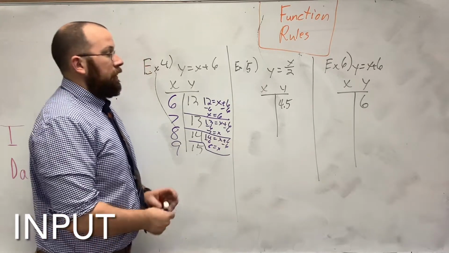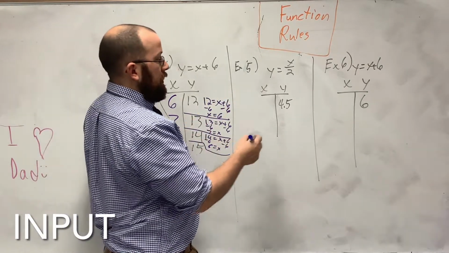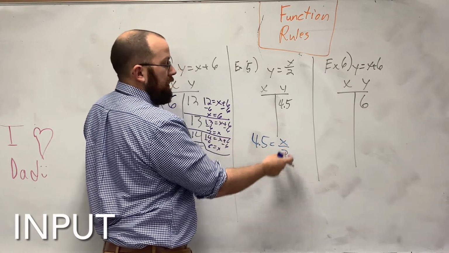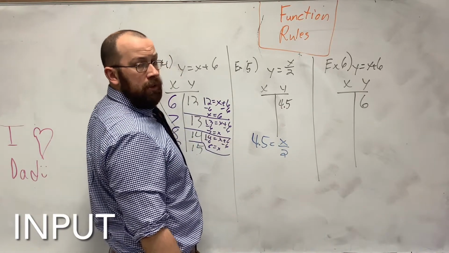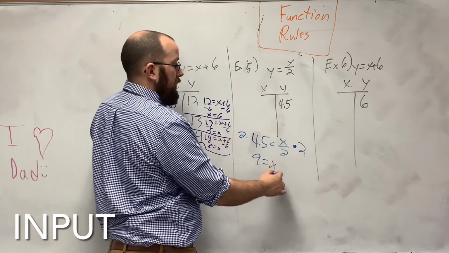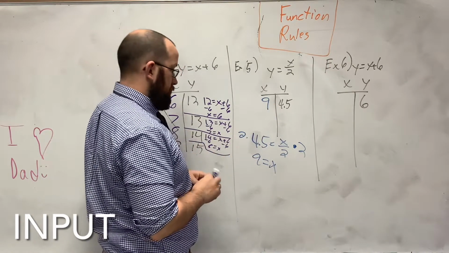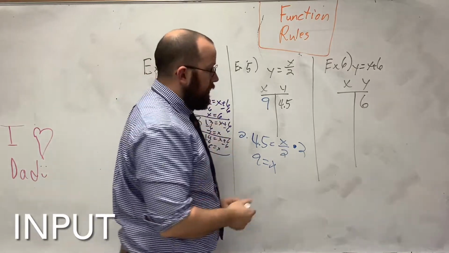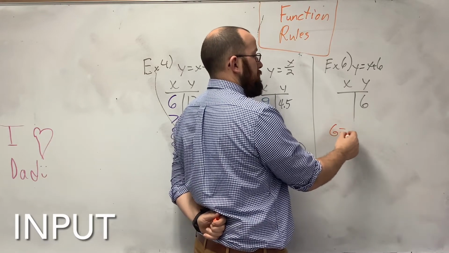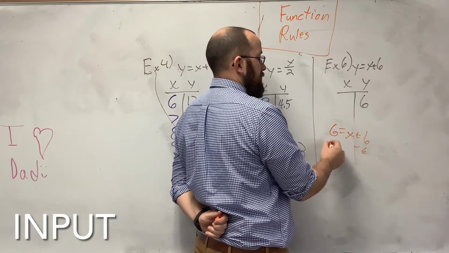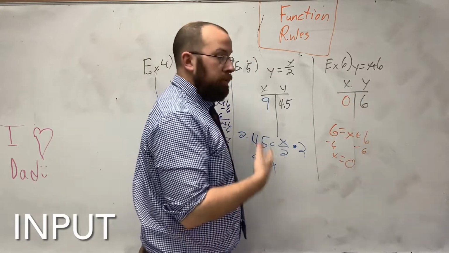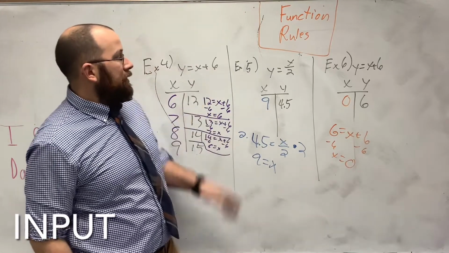All right, here we got to solve. So we put 4.5 in for the y, x over 2. Now how do you get rid of a denominator? Well, multiply both sides by it. So 9 equals x. There we go. And our last one, so we have 6 equals x plus 6, minus 6, x equals 0. There you go. That's how you input values when they're the outputs, to find the inputs.